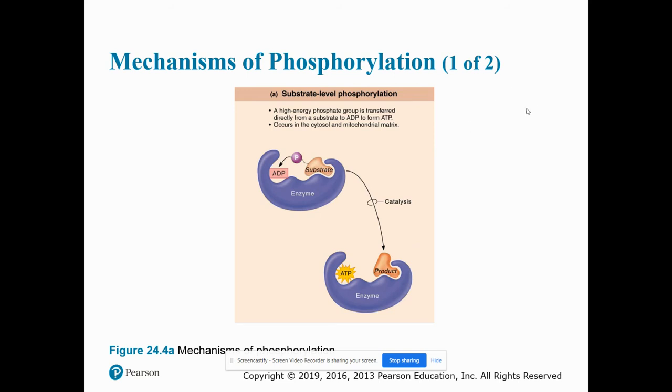This is just showing substrate level phosphorylation. I'm trying to get a cursor. There we go. We have a substrate with a high energy phosphate hanging out. And then we have our enzyme here and ADP. This enzyme catalyzes the transfer of that phosphate from here to here, giving us ATP and a product.